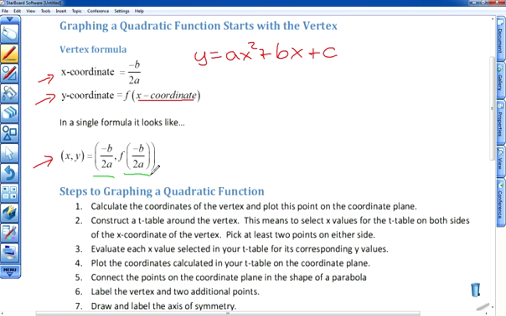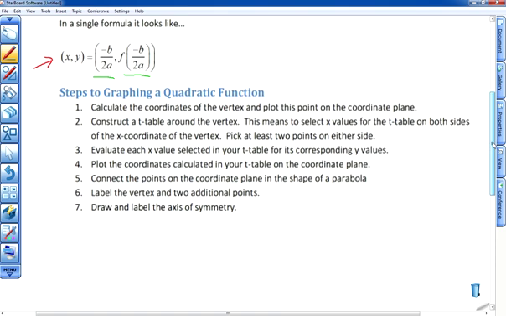Just as a real quick step-by-step process, here's the process we're going to follow as we graph the two quadratics that we're going to look at. Number one, you want to calculate the coordinates of the vertex and plot this point on the coordinate plane. The next step is the key step. We're going to end up constructing a t-table around the vertex. This means to select x values for the t-table on both sides of the x coordinate of the vertex. What we're going to find is we'll pick at least 2 points on either side. Number three, we're going to evaluate each x value selected in your t-table for its corresponding y values.